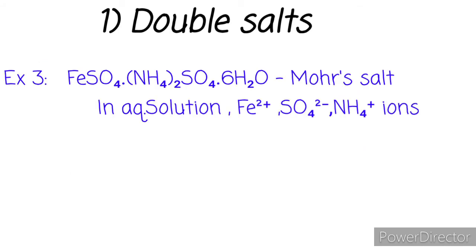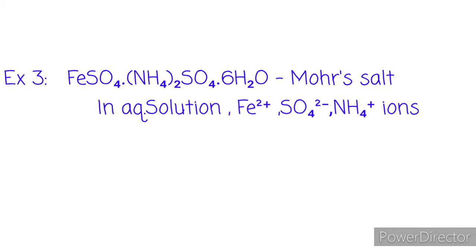One more example for double salt, Mohr's salt. It is also called ferrous ammonium sulfate. It is an addition compound of ferrous sulfate, ammonium sulfate and water in 1:1:6 ratio. In aqueous solution, it dissociates into Fe2+ ions, sulfate ions and ammonium ions. This Mohr's salt has one property in solid state and in aqueous solution it shows the individual properties of these three ions. This is about double salt.